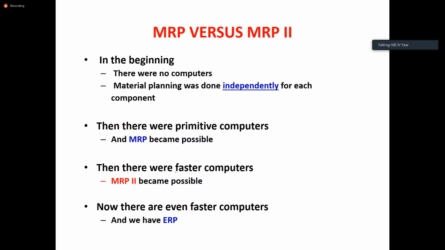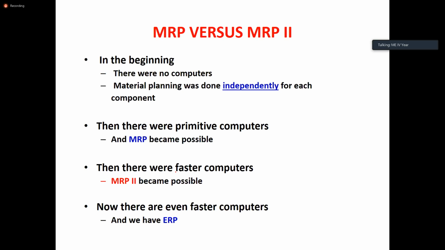In the beginning there were no computers. Material planning was done independently for each component. As I said, 40 years back, every purchase order and every work order had to be prepared manually on paper. After that, many updates came, like the first revolution, second revolution, third revolution.